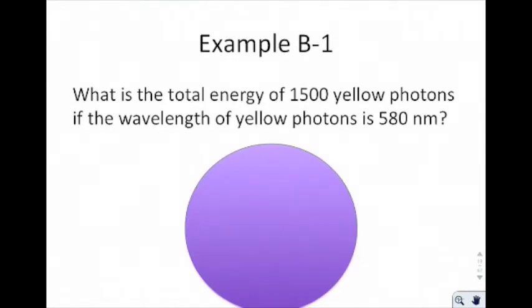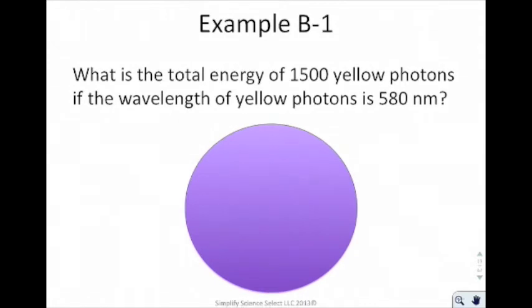So now, what is the total energy of 1500 yellow photons if the wavelength of the photons is 580 nanometers? This is kind of a tricky question, because really what I want to know is the energy. And this equation right here is the energy of a single photon. This is saying if I have one photon, this is what it would be. So I need to do a couple of things to modify this equation to make it work for me.